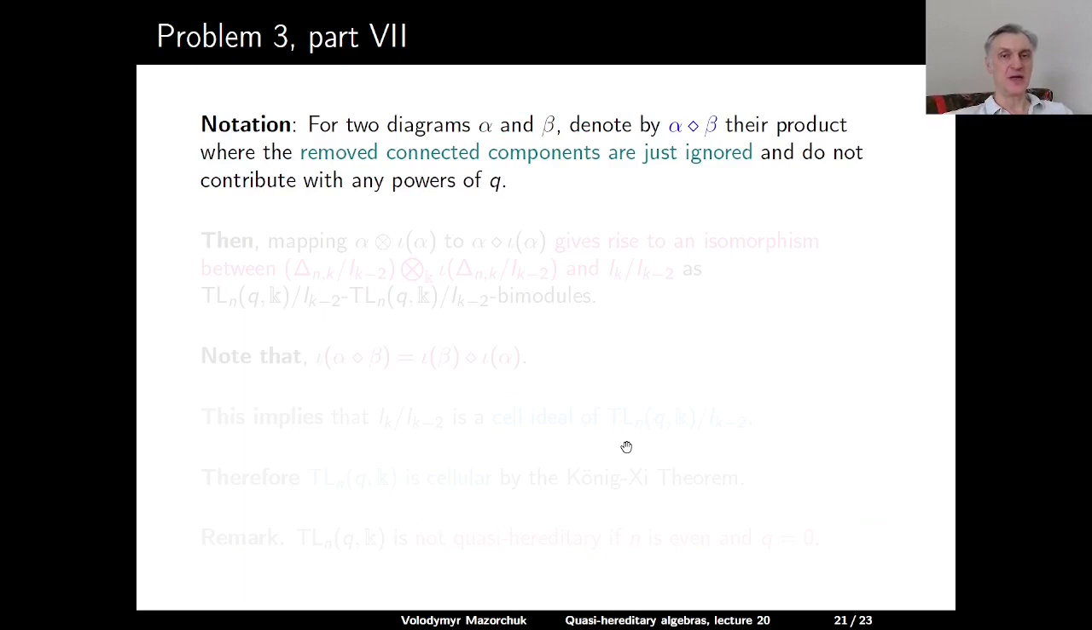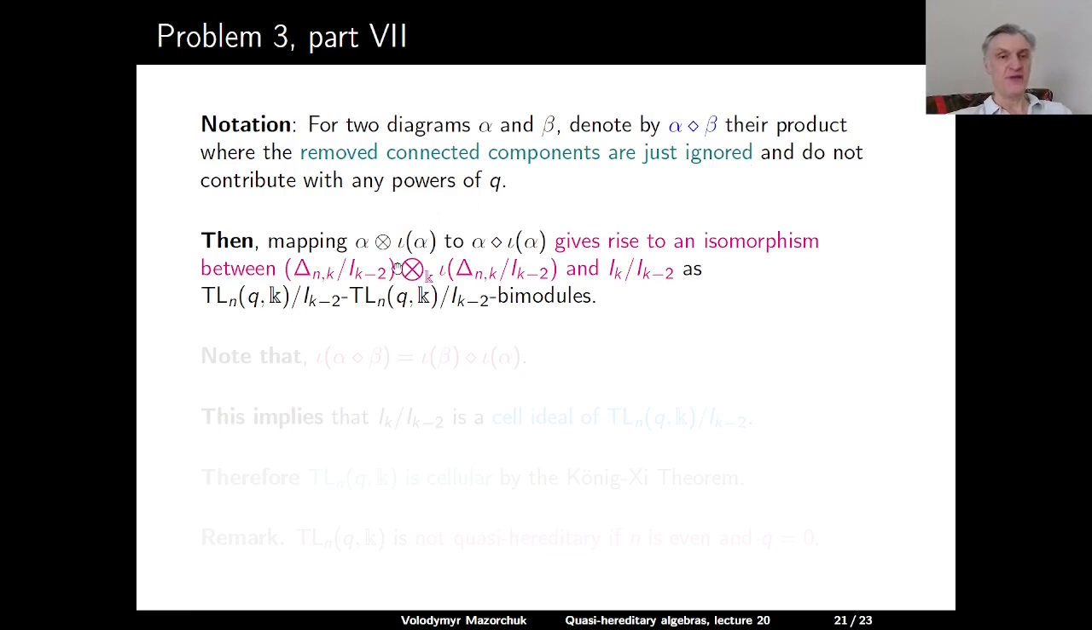For two diagrams alpha and beta, let us denote by alpha diamond beta their product, but with one small correction. When we remove the connected components, we just ignore them. There is no parameter appearing. So alpha diamond beta is just the underlying diagram of the product. So we do not write any powers of q.